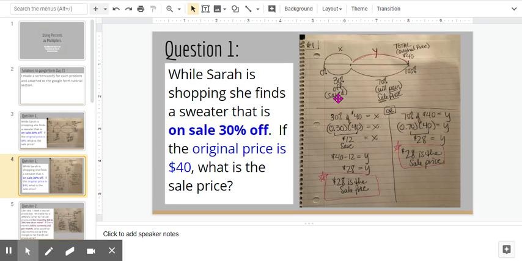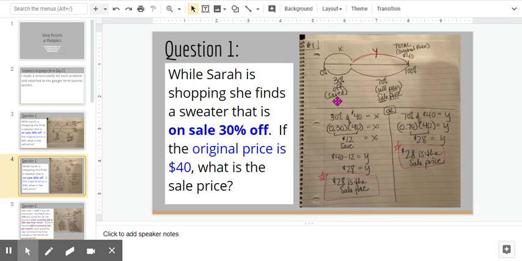If at the top, this 30% is 12, and I've got 40 for the whole line, when I take 40 minus this 12, Y, that value is going to be left, which is 28. So 28 is that 70%. It's the amount you're going to pay. So $28 is the sale price.